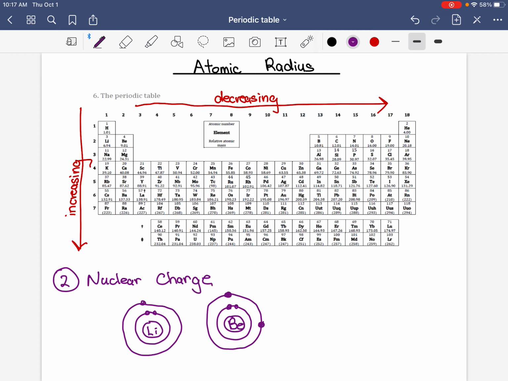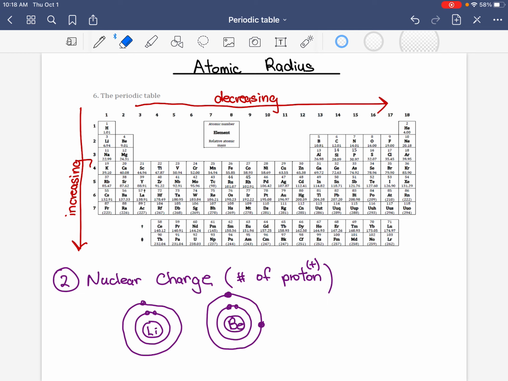Okay, nuclear charge, of course, is based on the number of protons. Protons, we all know, are positively charged. Electrons, like these ones, or these ones, are negatively charged. These are things that we already know. Okay, let's talk about stuff that we don't know.